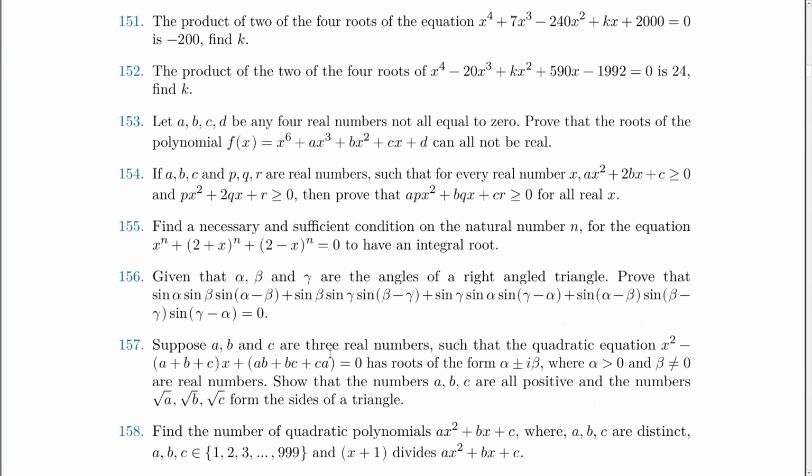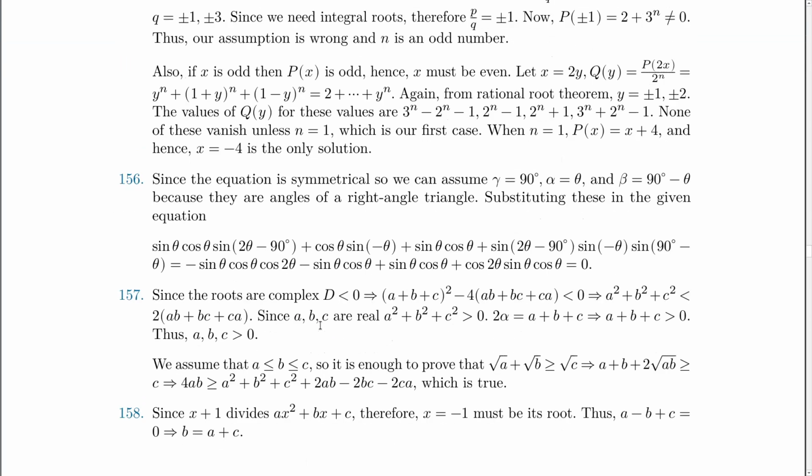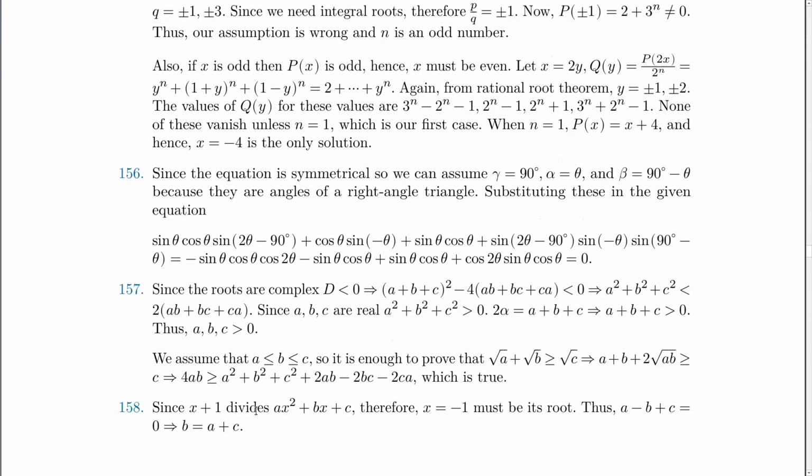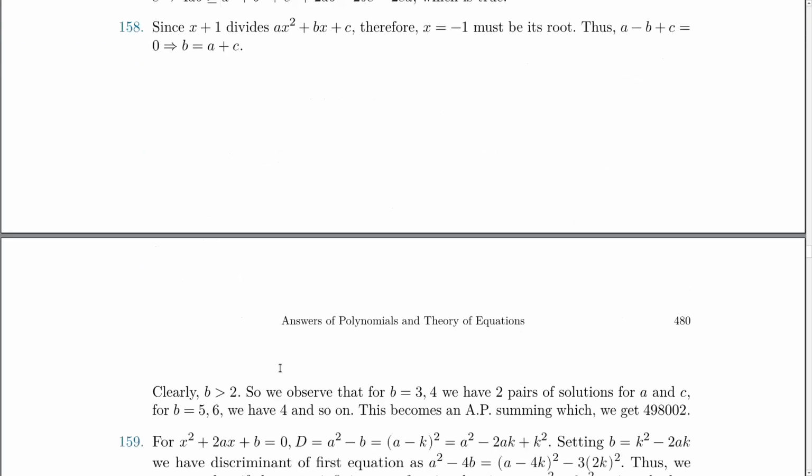Now we look at question 158. Find the number of quadratic polynomials ax square plus bx plus c where a, b, c are distinct and belong to the set 1 through 999, and x plus 1 divides ax square plus bx plus c, that is, x minus 1 is a root. So since x plus 1 divides this, so x minus 1 is the root, therefore a minus b plus c is equal to 0, or b is equal to a plus c.